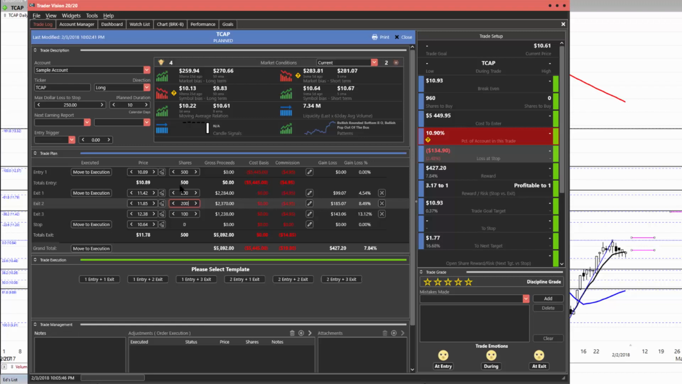Even if we were to take this number all the way to 500, let's just delete these and make this 500. Well, we're making $255 there, but it's only 4.6%. And is that really worth it? We're still getting less than 2 to 1 between the risk that we're taking between the entry and the stop and the gain we're making between the entry and that first target.